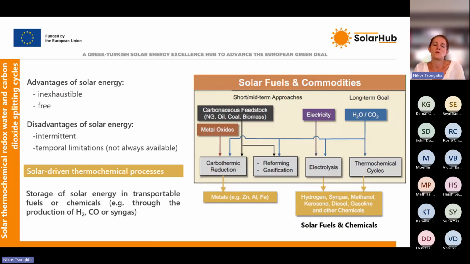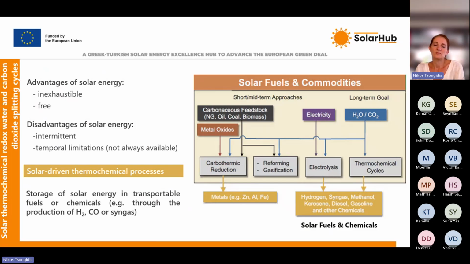And in order to avoid the disadvantages that the intermittent character of alternative energy sources, and especially of solar energy, have, as well as, as I said before, the limitations that we have in time and availability of solar energy during the day, and also local limitations.